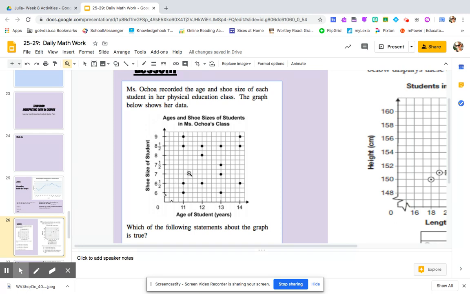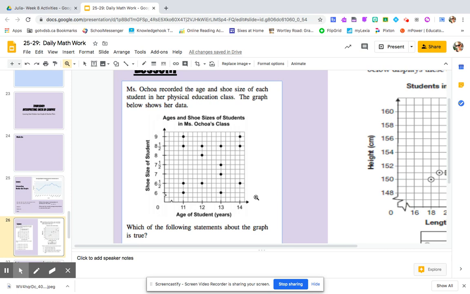How many pieces of data do we have here? We have 1, 2, 3, 4, 5, 6, 7, 8, 9, 10, 11, 12, 13, 14. So these are 14 different students plotted here. Student 1 is 11 with a size 6 shoe. Student 2 is 11 with a 6.5 shoe. And I could go on from there.